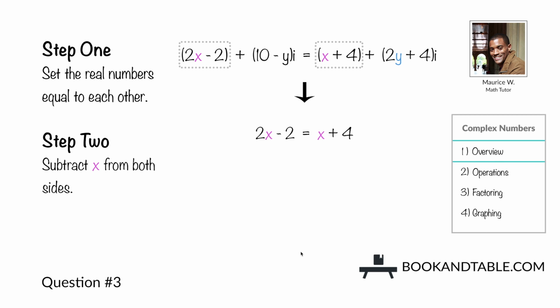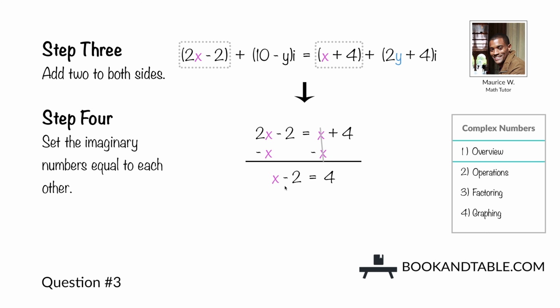Question number 3. Step 1, set the real numbers equal to each other. So we have 2x minus 2 is equal to x plus 4. And now we want to solve for x, so we'll start by subtracting x from both sides. So we negate x on one side and just bring the x's to one side. 2x minus x is x, minus 2 is equal to 4. And now that we've done that, we have x minus 2 is equal to 4.